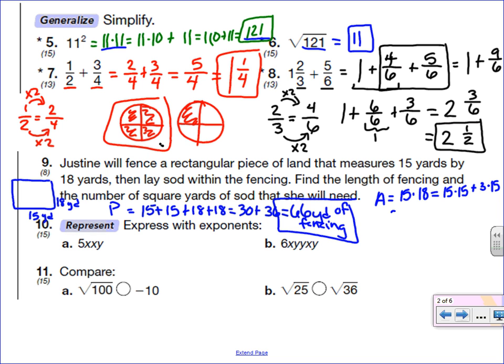So I have 225 plus 45. 25 and 45 is 70. So 270 yards squared. When I do area, it's the units squared of sod.